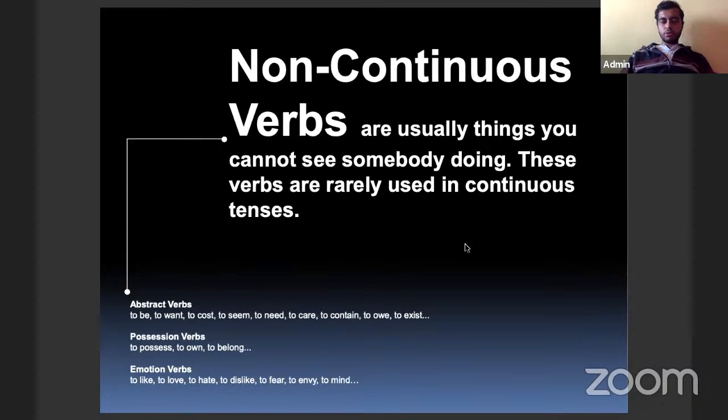So like to be, to want, to cost, to seem, to need, to care, to contain, to owe, to exist, to possess, to own, to belong. If you say that I own my house, everyone will accept that yes, you own your house, but you can't do a particular action which would tell the entire world that this guy owns this house. You don't go and crack coconuts in front of your house every single day, right?